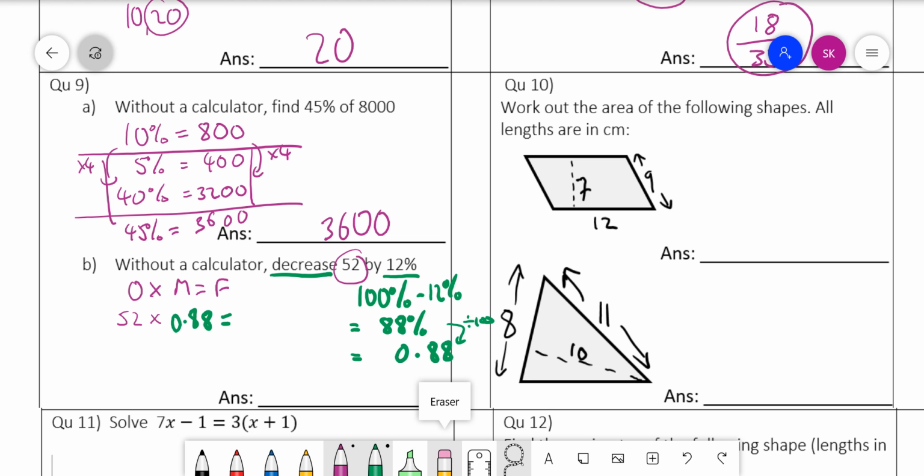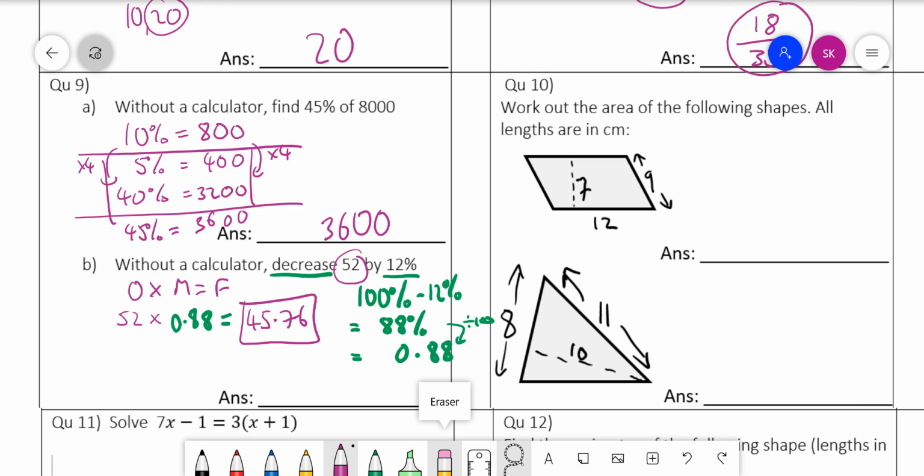And now all I have to do with my gelosia is 52 times 0.88. When I do that, assuming I don't make any silly mistakes, I get 45.76. Much easier to do it this way than trying to find 10% and then 1% and then 1% and then subtracting it.